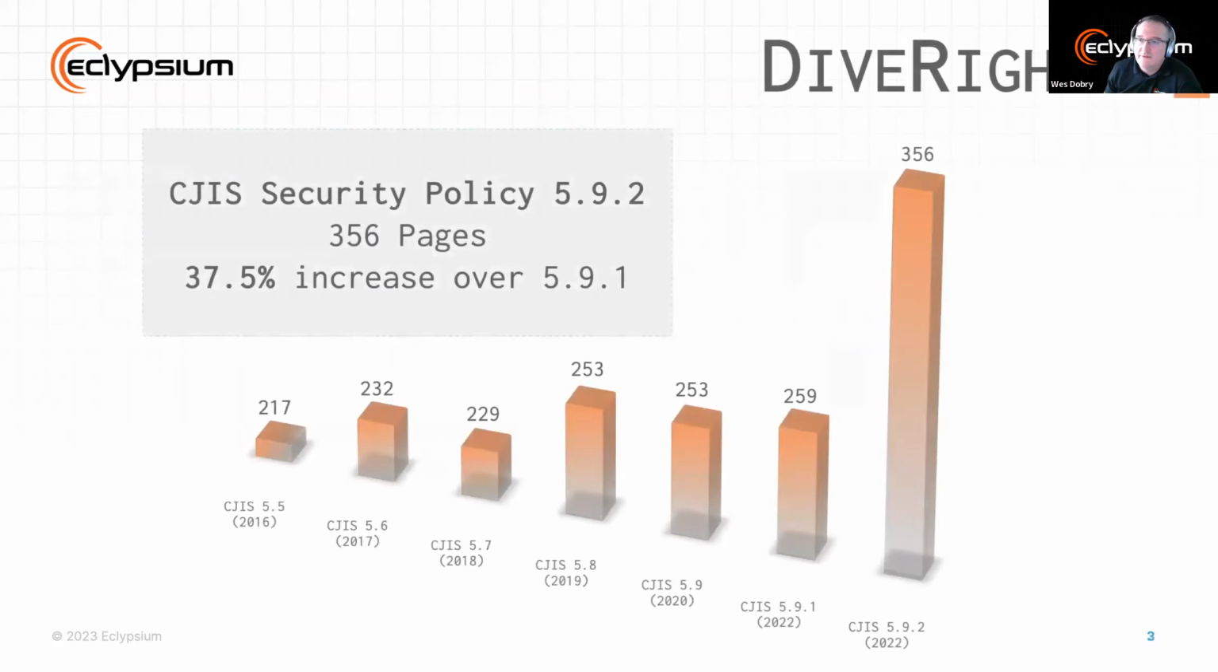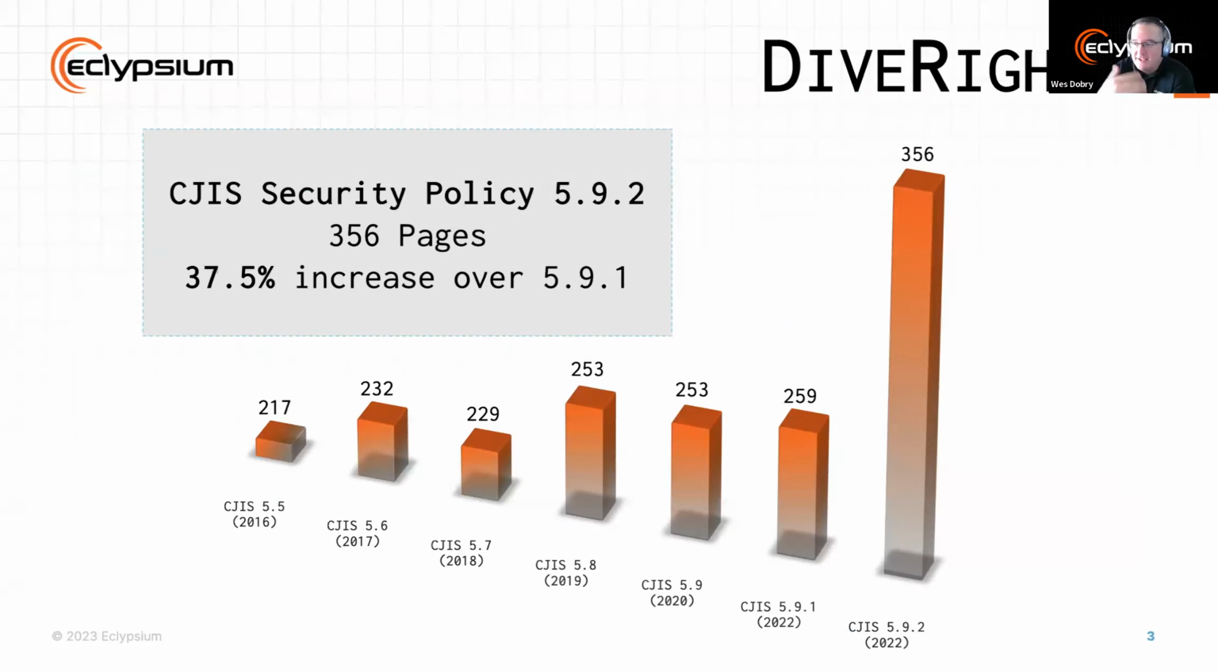So first off, we'll dive right into what this new policy actually entails. When we look at CJIS 5.9.2 versus CJIS 5.9.1, CJIS 5.9.1 was released in the latter half of 2022. In December of 2022, 5.9.2 was released, and this was a rather large change. Ultimately, the CJIS Policy Review Board looked at the policy and controls and said, we need to align this more closely with NIST 800-53 Rev 5, and brought a lot of specific controls over.